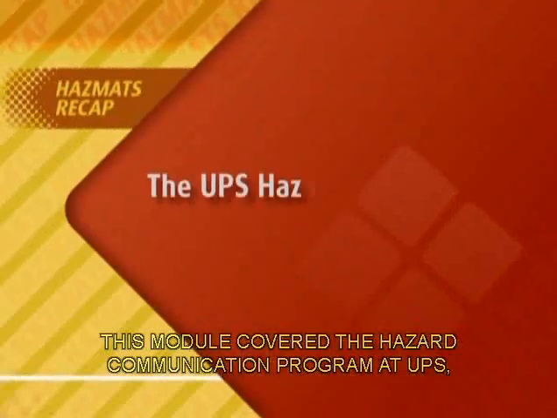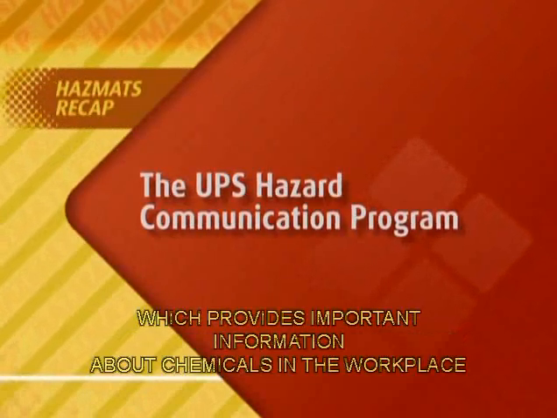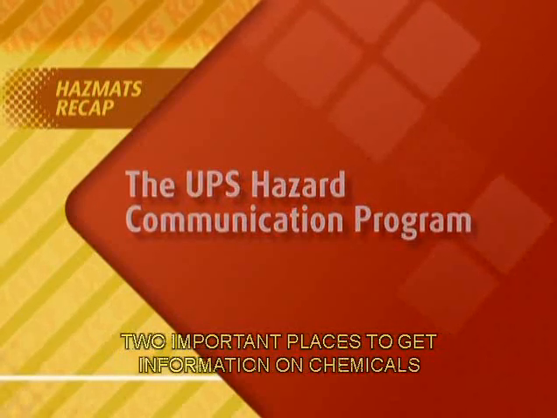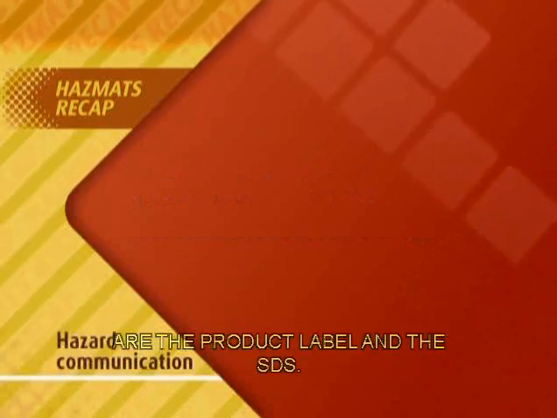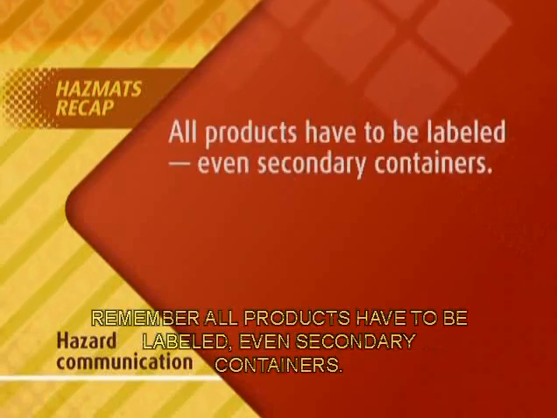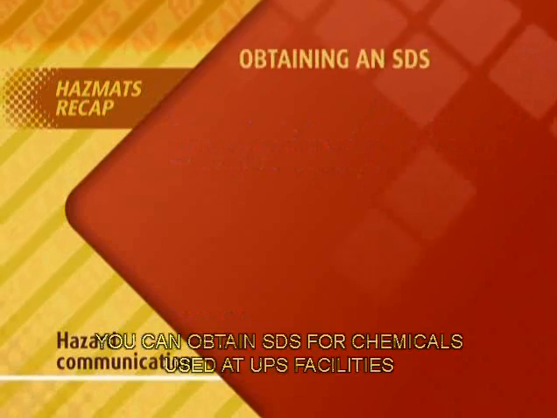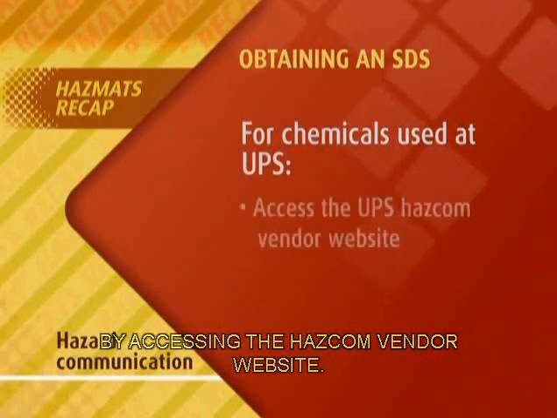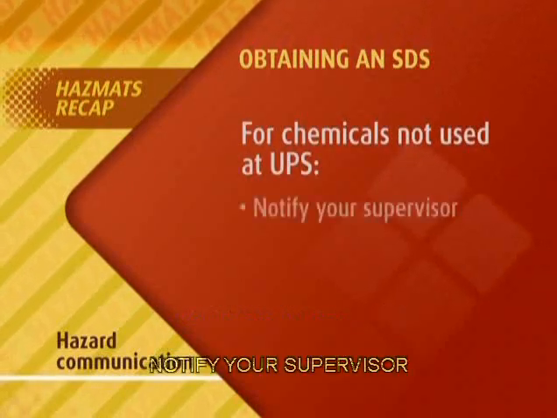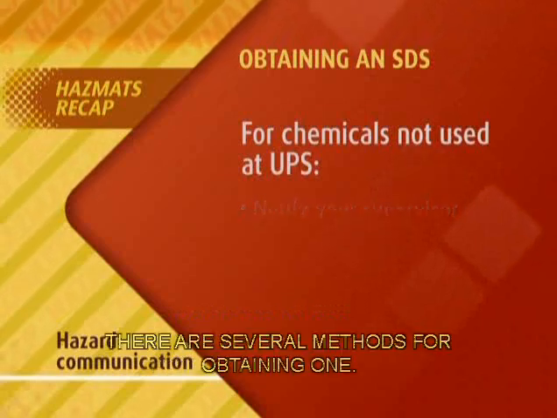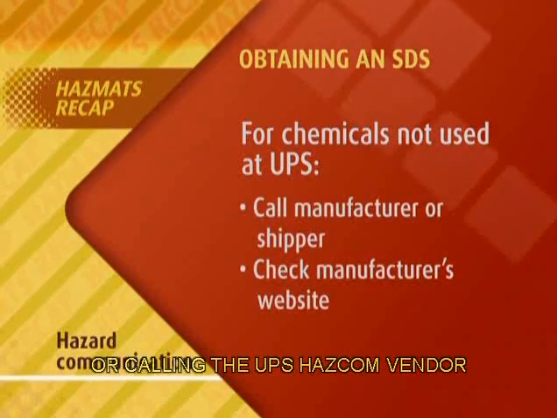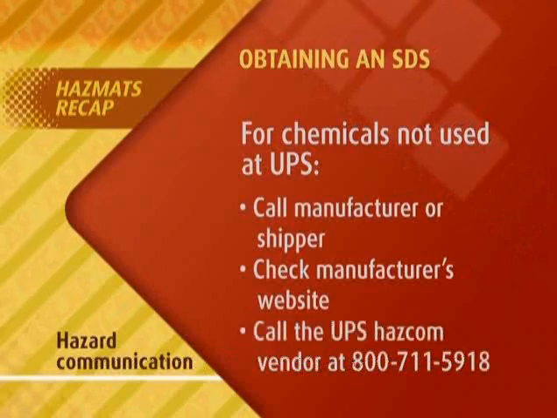This module covered the Hazard Communication Program at UPS, which provides important information about chemicals in the workplace and is based on OSHA's Right to Understand standard. Two important places to get information on chemicals are the product label and the SDS. Remember, all products have to be labeled, even secondary containers. You can obtain SDS for chemicals used at UPS facilities by accessing the HazCom vendor website. If you need an SDS for a chemical not used at UPS, notify your supervisor. There are several methods for obtaining one: calling the manufacturer or shipper, looking it up on the manufacturer website, or calling the UPS HazCom vendor to see if a copy is available in its database.